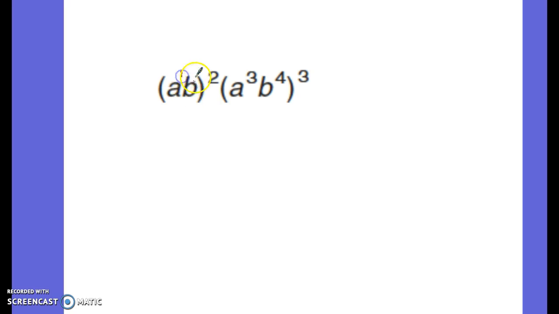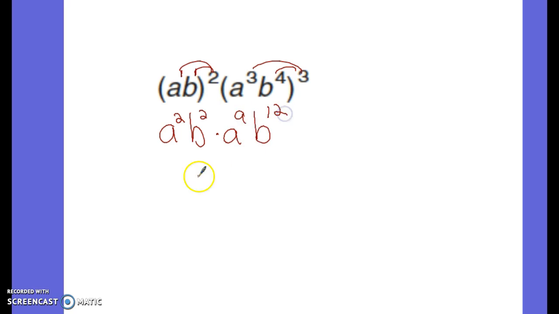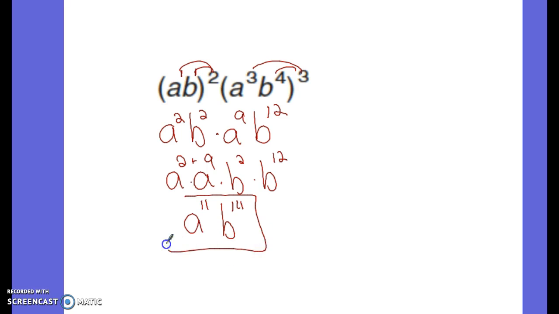Our next question, we have two distributions. We have a to the first and b to the first. So we're going to do that exponent and this exponent at the same time. So we get a squared, b squared, times 3 times 3 is a to the 9th, b to the 12th. Now we can rearrange it. A squared times a to the 9th times b squared times b to the 12th. Now we can just add our two exponents. We get a to the 11th, b to the 14th. No negatives. We are good to go.